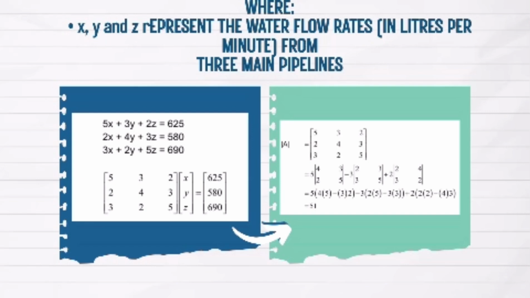Okay, the next step would be doing what I would call a crisscross multiplication. So you can see number 4 will be multiplied by number 5, and 3 will be multiplied by 2.